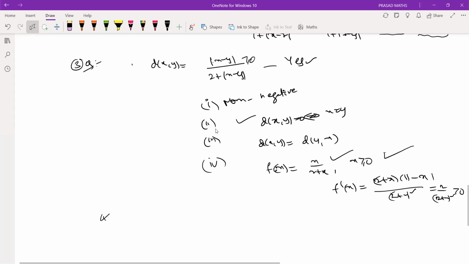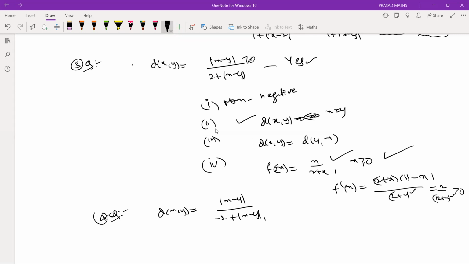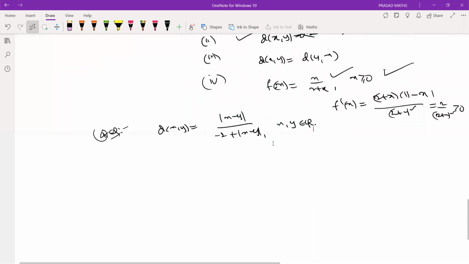Therefore D is a metric. Suppose d of x comma y is equal to mod of x minus y divided by minus 2 plus mod of x minus y. Is it a metric or not? Put it in the chat box. Is it a metric or not?